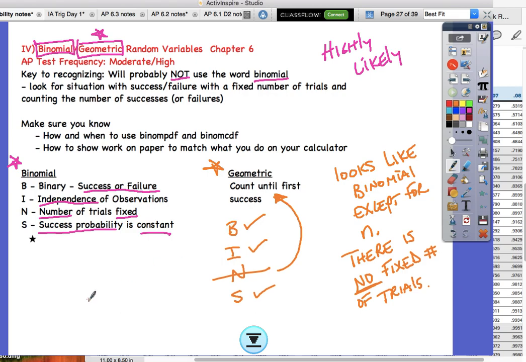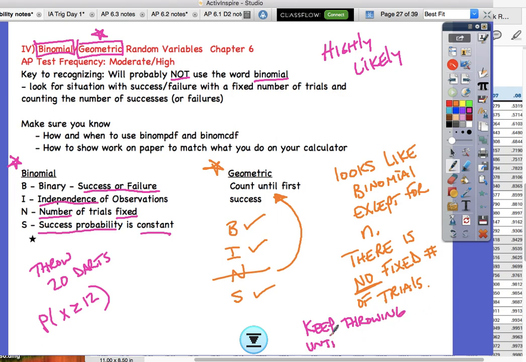Binomial, again, would be like maybe we throw 20 darts and we want to find the probability that I get at least 12 bullseyes, let's say, in 20 throws. So that is a fixed number of throws. This would just be, I'm just going to keep throwing until I get a bullseye. Okay, so we're going to run through both of those scenarios a little bit more in detail.